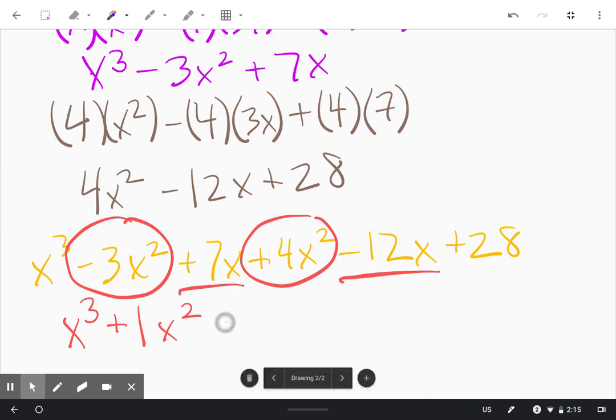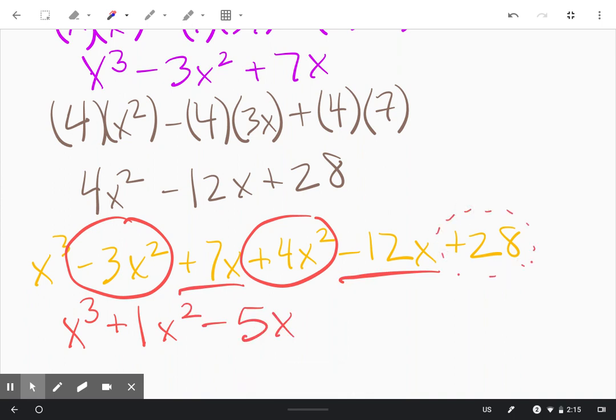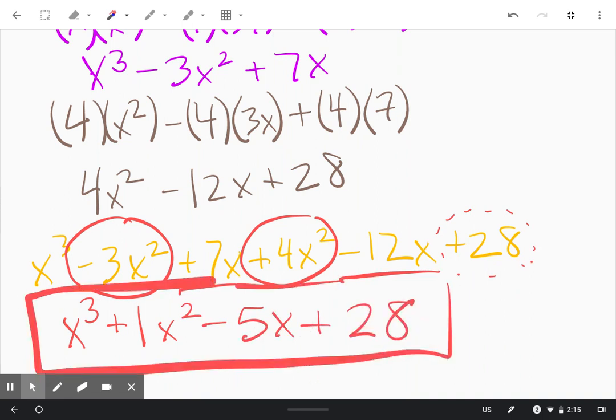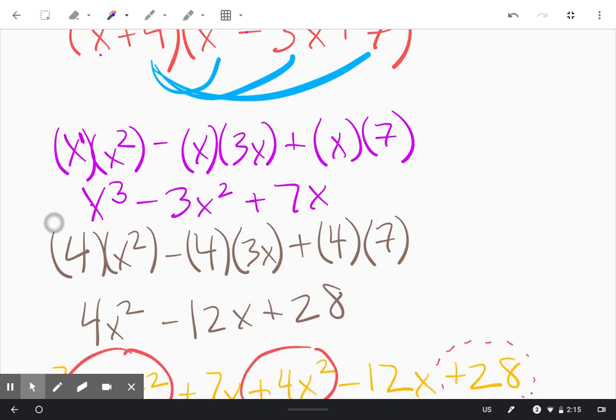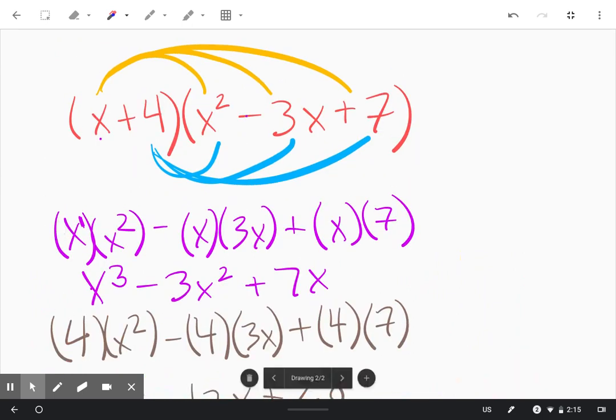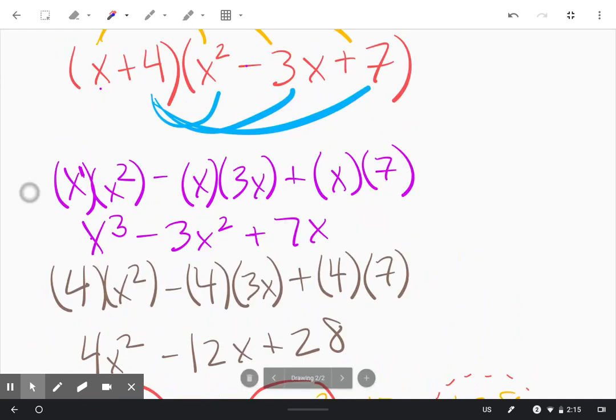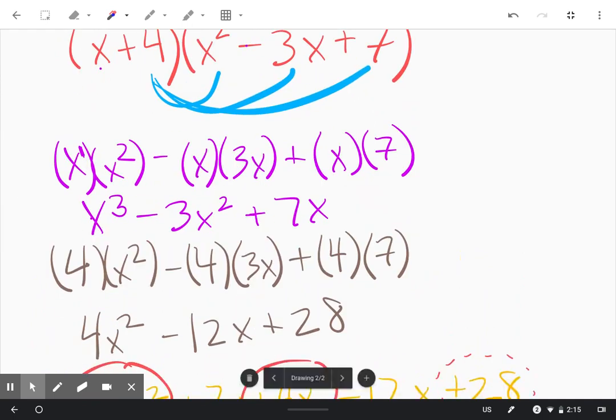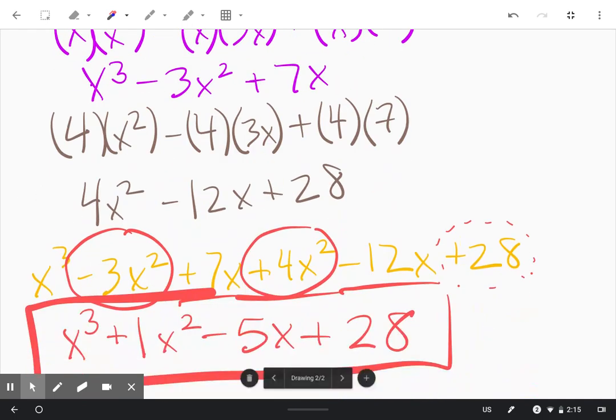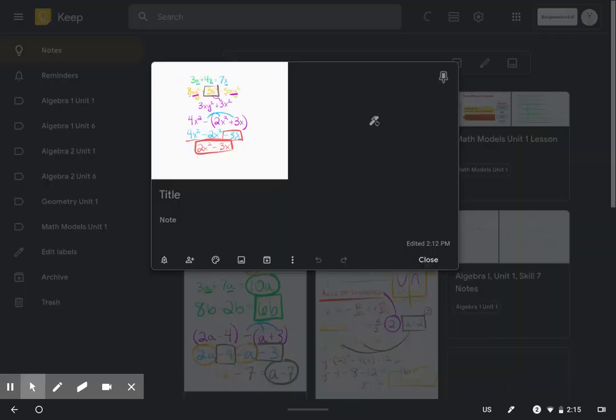7 minus 12 is negative 5x. I'm just doing basic addition there, or subtraction. 7 minus 12. And then the 28 doesn't have anything to go with it, so that's going to be plus 28. And that would be the final answer for that problem. So notice what I'm doing is I'm multiplying every term in the second expression times every term in the first expression. So I would recommend staying organized like I did right here, then writing the whole expression out, and then combining like terms that way.